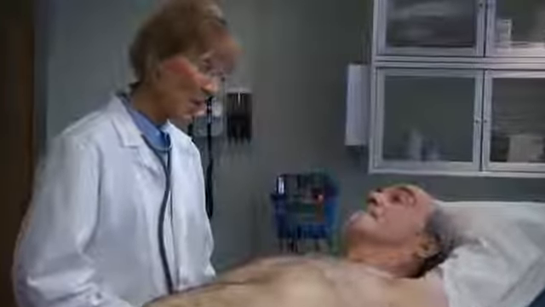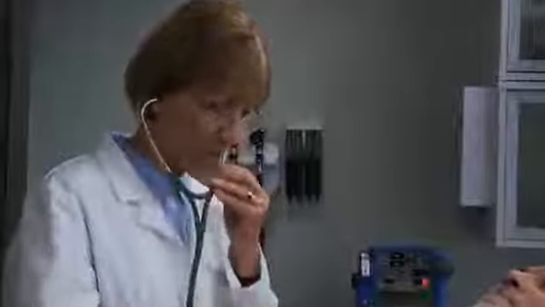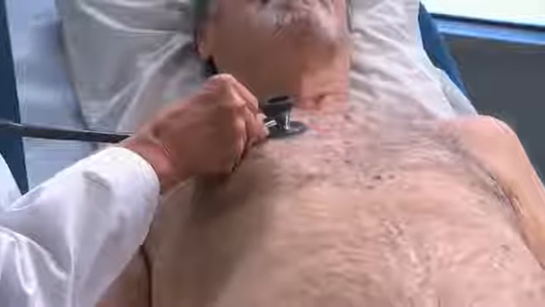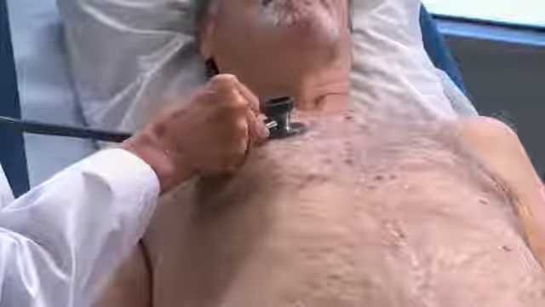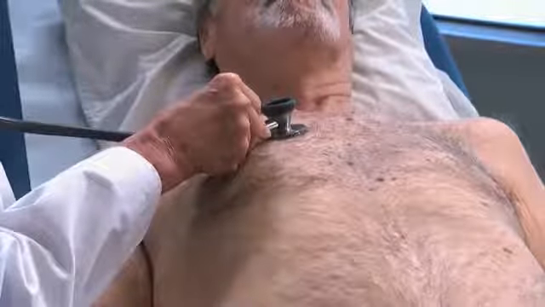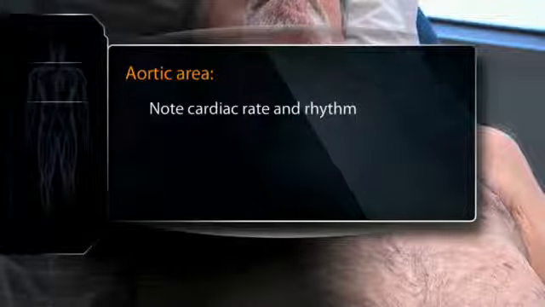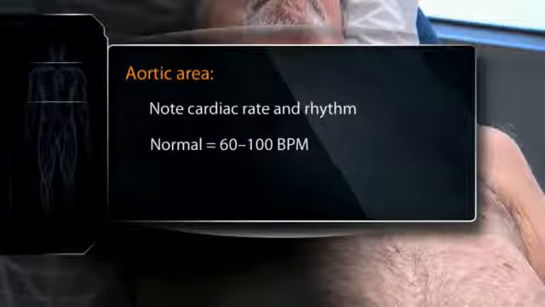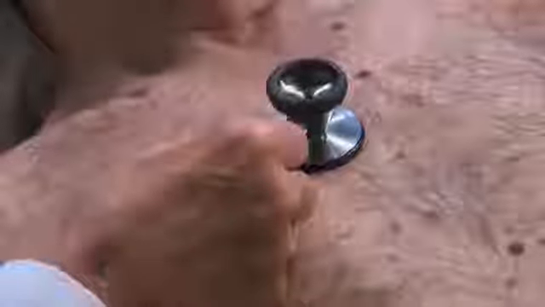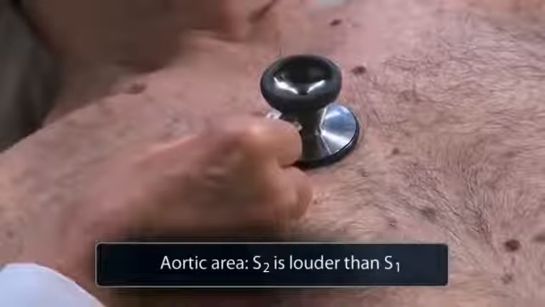I'm going to listen to your heart over various areas of your chest. To begin the auscultation sequence, adjust your stethoscope so that you listen through the diaphragm. Begin listening in the aortic area, at the right second interspace, close to the sternum. Starting in the right second interspace helps orient you to the cardiac cycle. Note the cardiac rate and rhythm. Normally the rate is 60 to 100 beats per minute and the rhythm is regular. Identify S1 and S2. In the aortic area, S2 is usually louder than S1.